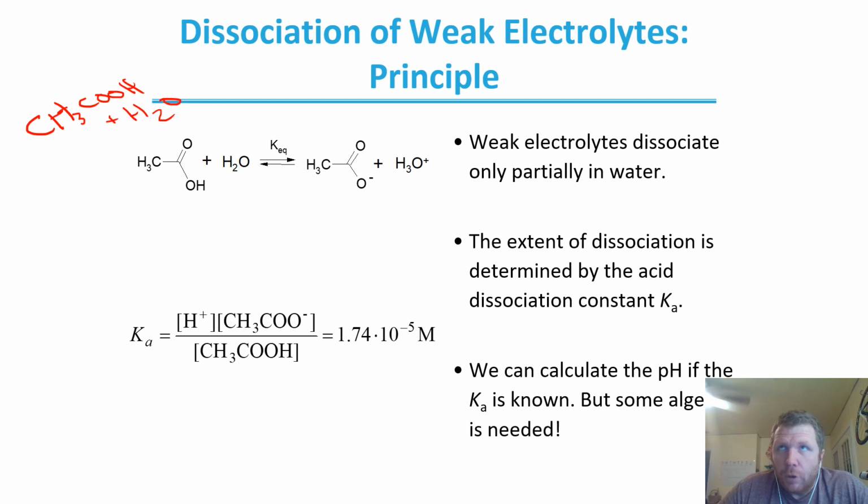So by virtue of being a weak acid, it's a weak electrolyte. Weak electrolytes dissociate only partially in water, so we don't have that 100% separation that you do with a strong acid. The extent of the dissociation is determined by the acid dissociation constant, or K sub A. Now we can calculate the pH if our K sub A is known, but we need to do some algebra.